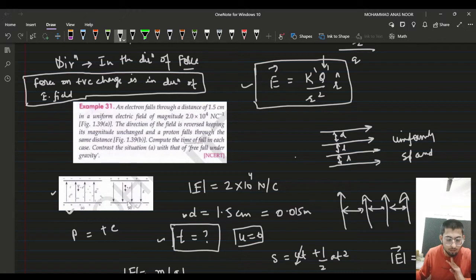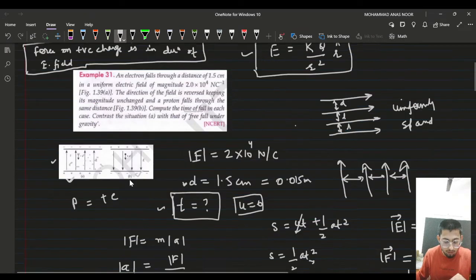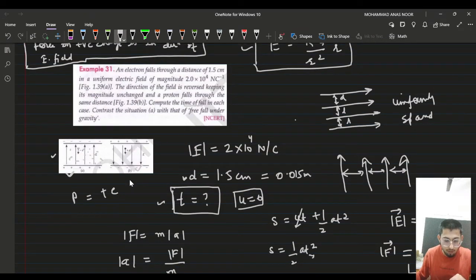Upwards? Like in the same direction as the electric field? See, the electric field direction has been reversed this time around. So then the proton would be accelerated in the direction of the electric field, that is downward. So the direction is the same, that means it would fall obviously. But we need to find how much would be the time of fall in this case.